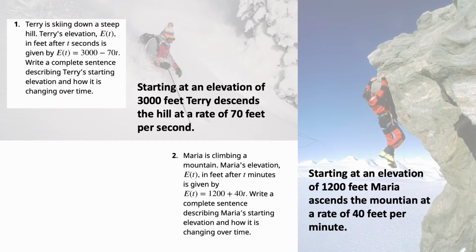All right, so I look at this one. Maria is climbing a mountain. Maria's elevation, E of t, is a function of time, in feet after t minutes, and is given by E of t equals 1,200 plus 40t. So again, elevation is a function of time, but this time, because the 40 is positive, that means that we start at 1,200 feet, and then we go up 40, so we're increasing, we're getting bigger. So write a complete sentence describing Maria's starting elevation and how it's changing over time.